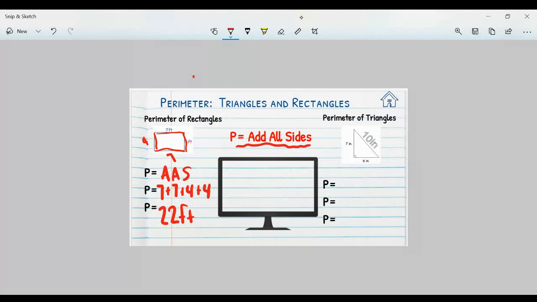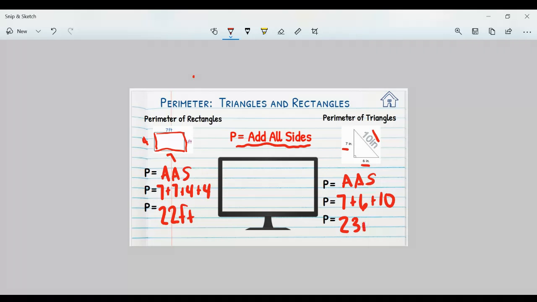Now let's take a look at perimeter of triangles. We're going to do the same exact thing. We have all the parts labeled already that we need. So all we have to do is apply our formula. And our formula, again, is just to add all sides. So I'm going to add a 7. I'm going to add a 6, and I'm also going to add a 10. And when I add all of those together, I end up with 23.